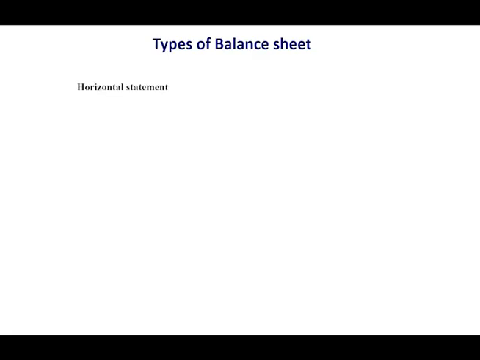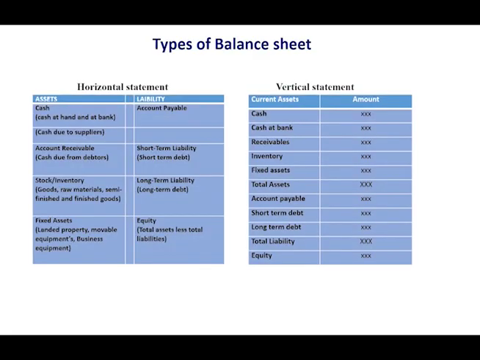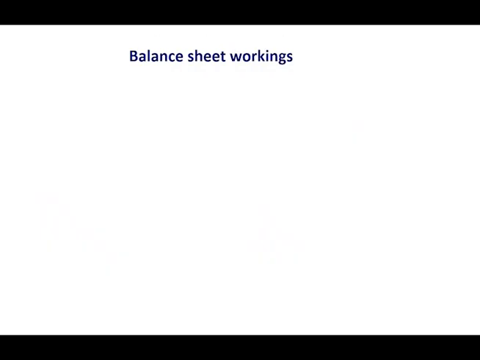Types of balance sheet. The balance sheet can be constructed in two ways, positions or types. They are either A. horizontal, or B. vertical. Note, while they take different forms, the result is the same. Remember, the basic accounting equation follows that assets equal liabilities plus equity, or equity equals assets minus liabilities, or liabilities equal assets minus equity.